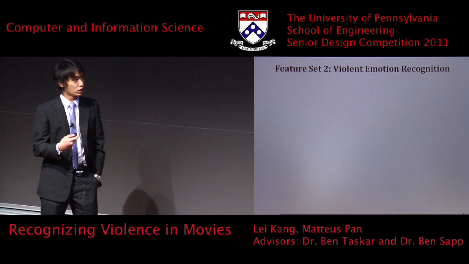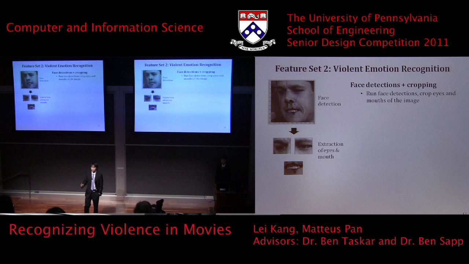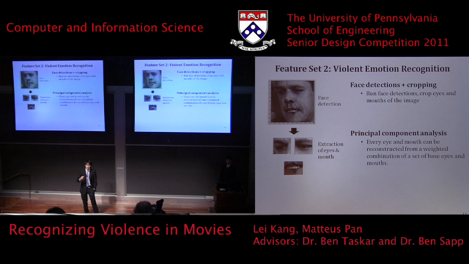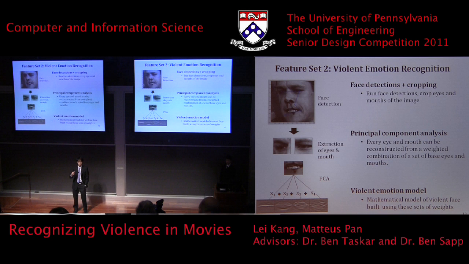So the next one, violent emotion recognition. Again, the intuition here is that violent scenes have violent people with violent faces. The first thing we need to do is detect these faces. So we run face detectors over our entire movie set, and then we automatically extract the eyes and the mouth. What we do next is a technique called principal component analysis. It first figures out a set of base principal eyes and mouths, and every new eye and mouth that comes in can be reconstructed using a combination of these bases. Looking at these sets of weights, we can then build a model to figure out what the violent face looks like and run this model across our entire movie set to detect when violent faces occur. I'm going to now hand it off to my partner, Lee.